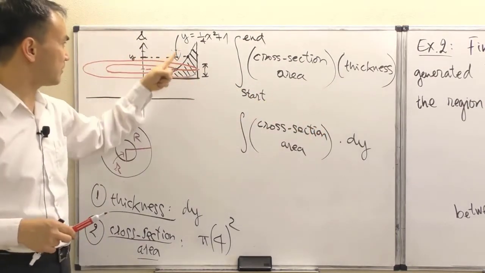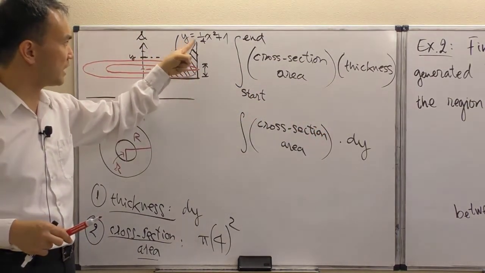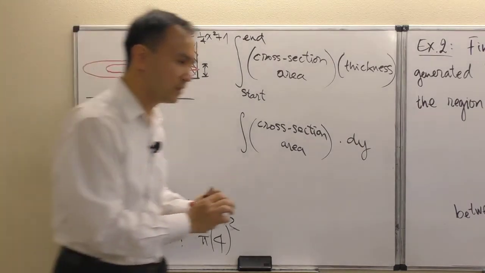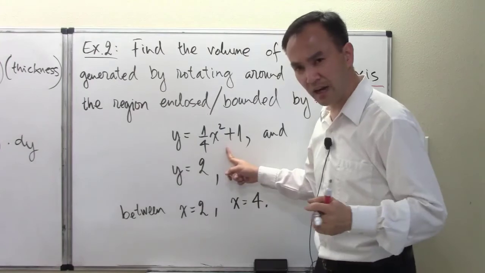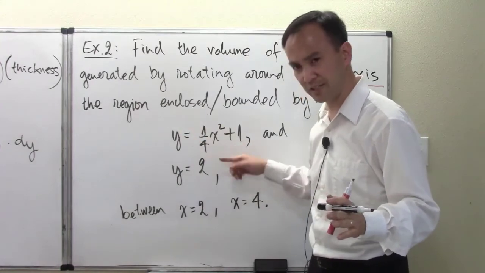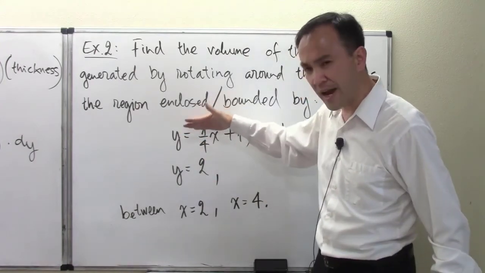This curve was initially given as y equals 1/4 x squared. But now we need to express this curve as a function of y.